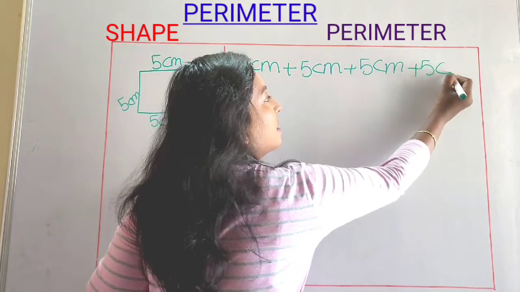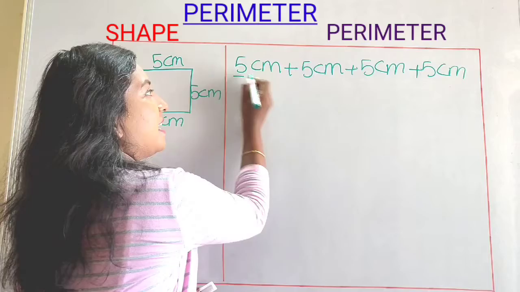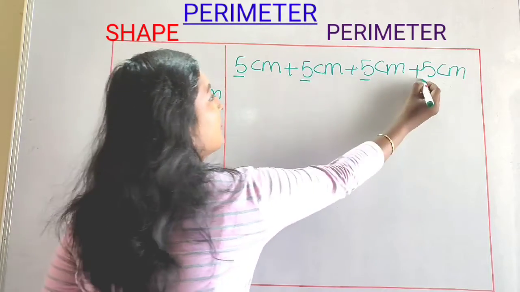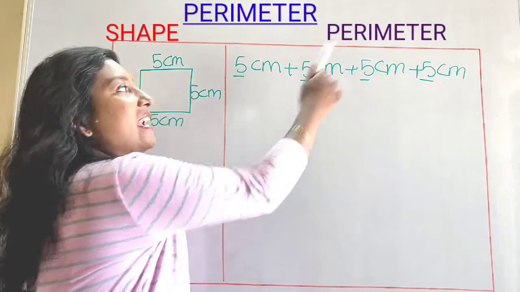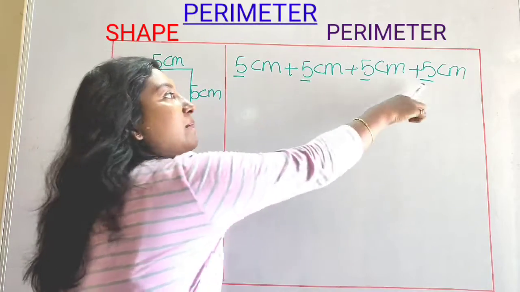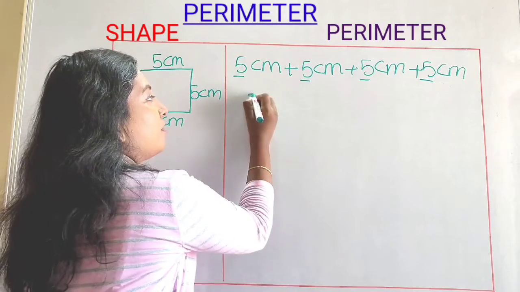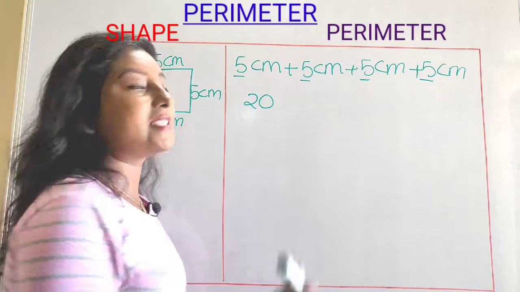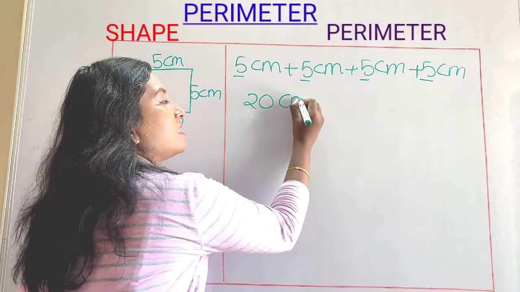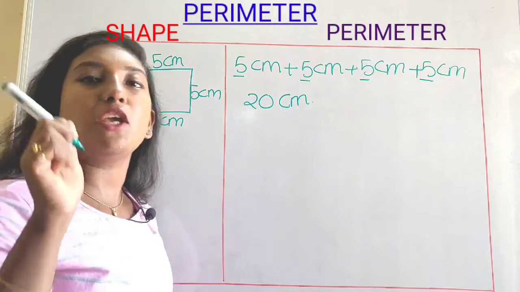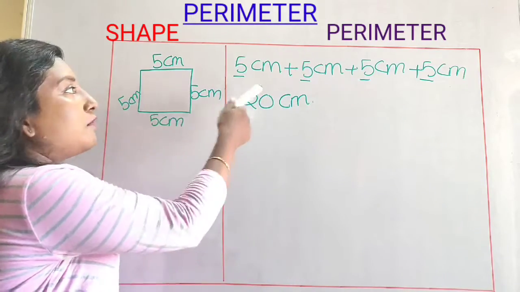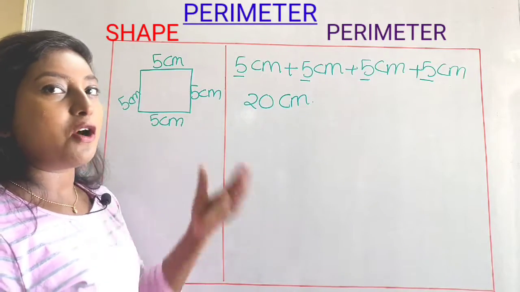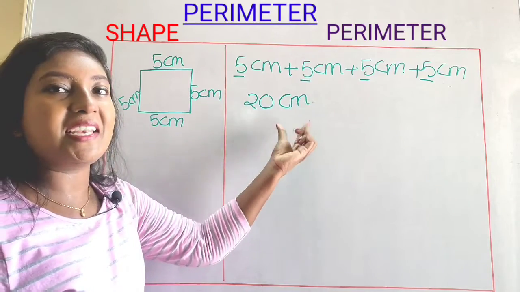So what we have done here, we have written, and let's start adding this: 5 plus 5 plus 5 plus 5. 5 plus 5 is 10, 10 plus 5 is 15, 15 plus 5 is 20. We got 20, and do not forget to mention the units. While you are finding the perimeter, you have to mention the units. So now we have found the perimeter of a square. So what is that? That is 20 centimeters.